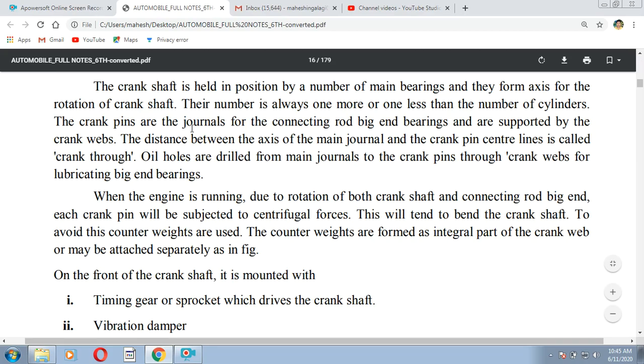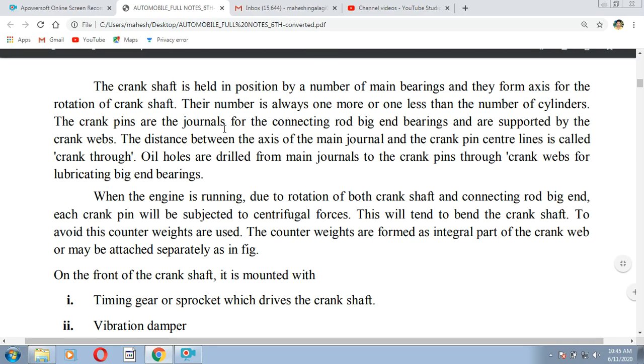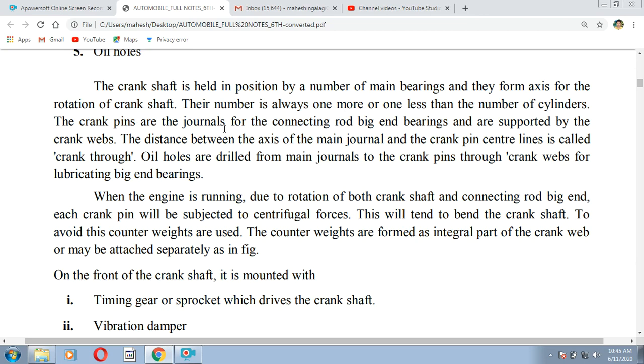The crank pins are the journals for the connecting rod big end. The big end bearings are supported by the crank webs. The distance between the axis of the main journal and the crank pin center line is called crank throw. Oil holes are drilled from the main journal to the crank pins through the crank webs for lubricating the big end bearings.